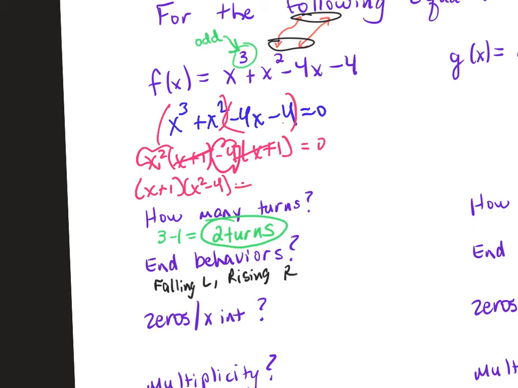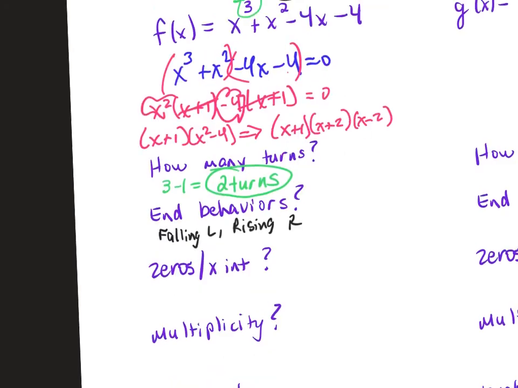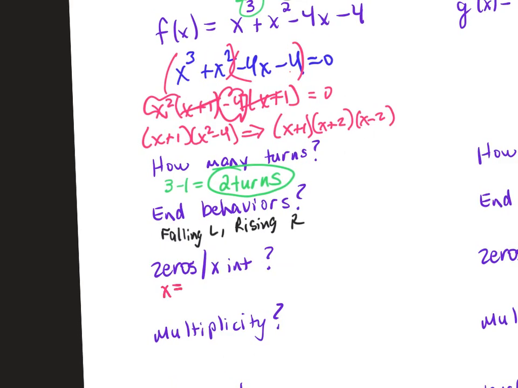Can I factor that more, ladies and gents? X squared minus 4. That's the difference of what? 2 squares. Yeah, so I have x plus 2, x minus 2. So my zeros, I have x equals negative 1, x equals negative 2, and x equals positive 2. Right? Because we set these equal to 0.